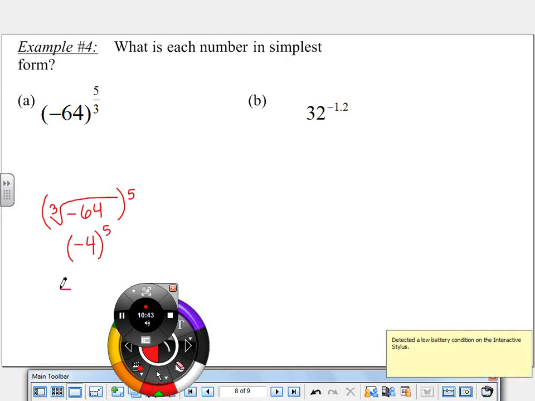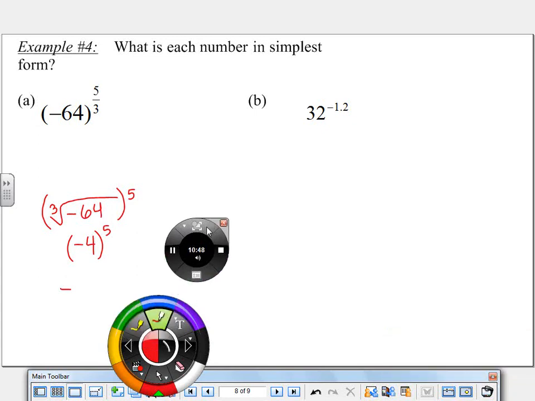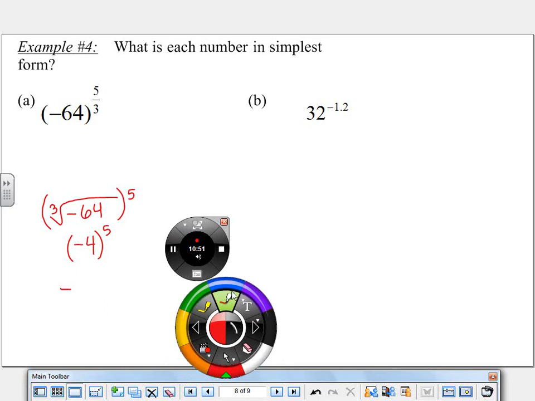And so then negative 4 taken to the 5th power, so 256 times 4, is 1,024.